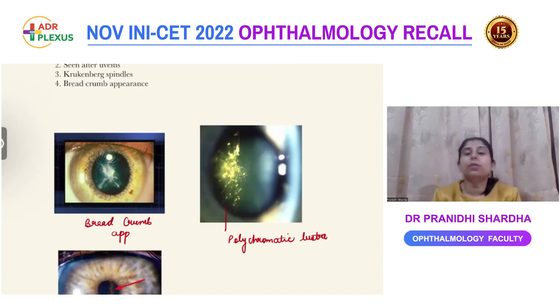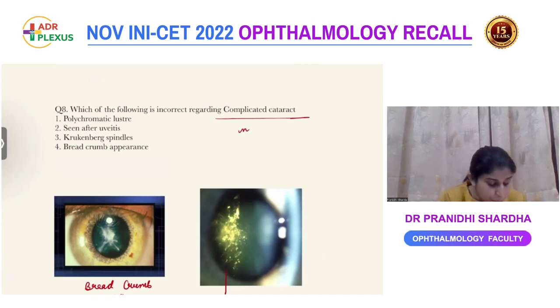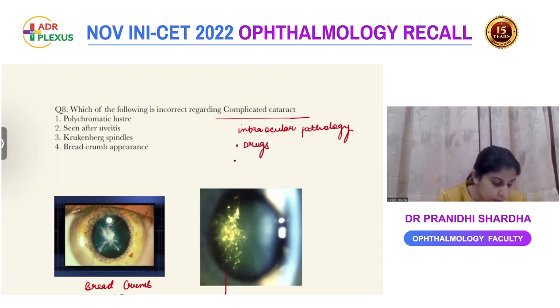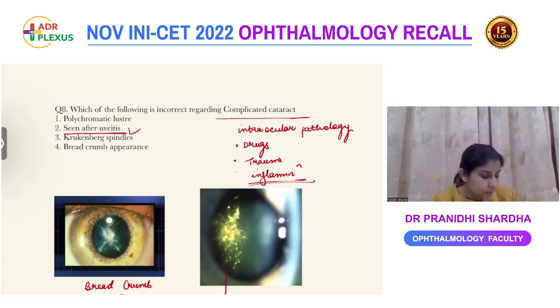Now, why do complicated cataracts occur? Complicated cataracts occur due to any intraocular pathology. It can be due to the usage of some drugs which affect the eye. It can be due to trauma. It can be due to inflammation or infection of the eye. And we know that uveitis is a kind of ocular inflammation, so it is seen after uveitis. That is the right option.